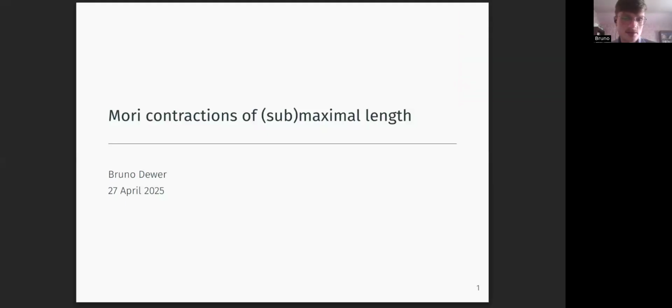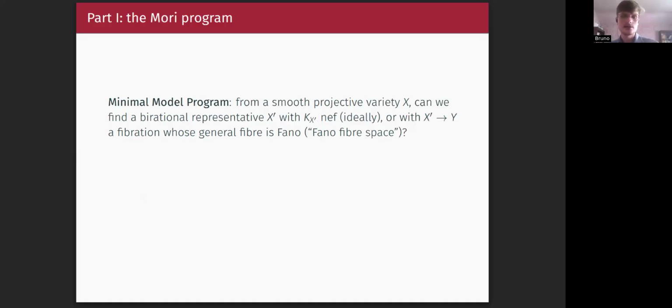The topic is the study of a very particular type of contractions that are studied in the framework of the MMP under a numerical length condition. Right. So, as I said, the general framework is that of the minimal model program. I don't know if everyone is familiar with that.